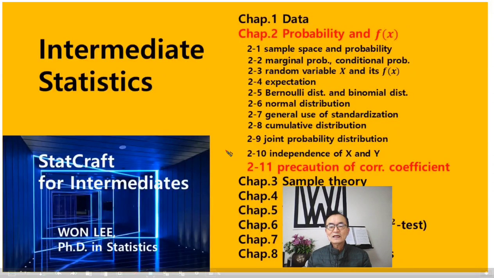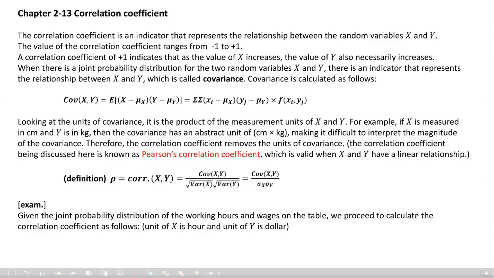Hi everyone, I'm Wenli. I introduced the definition of independence of X and Y. And if they are not independent, there exists a relationship between X and Y. So we calculate covariance and correlation coefficient, right? Today I'm going to continue a little more about the correlation coefficient, and I'm going to emphasize precautions of the correlation coefficient. Let's see. So the example is here.